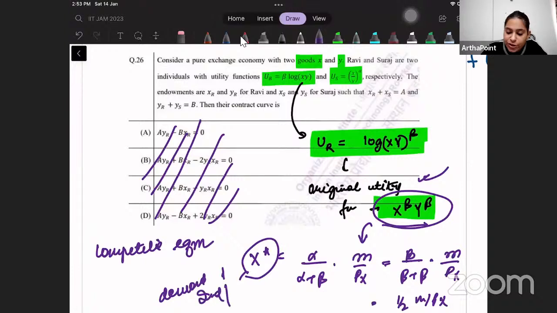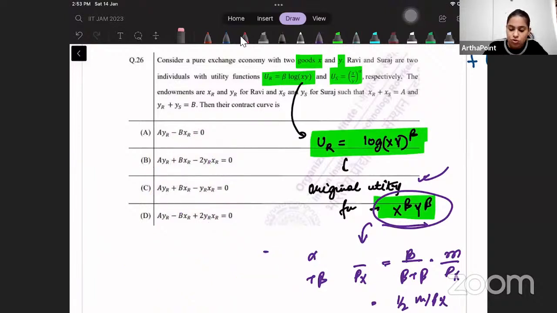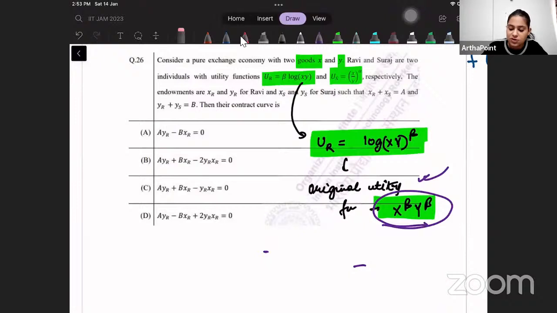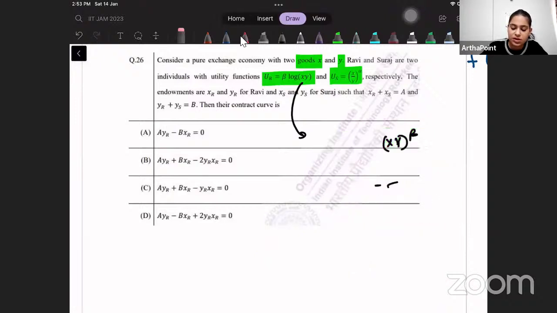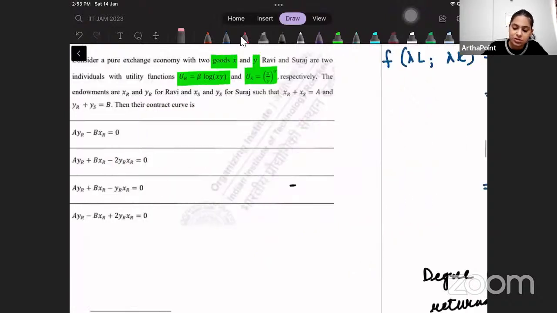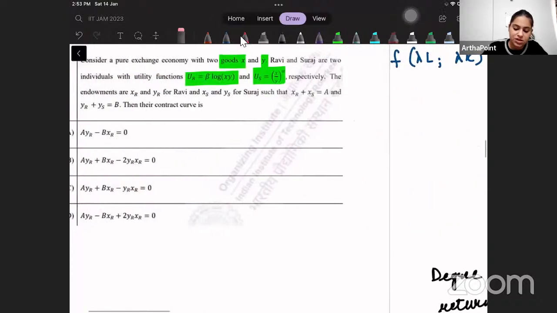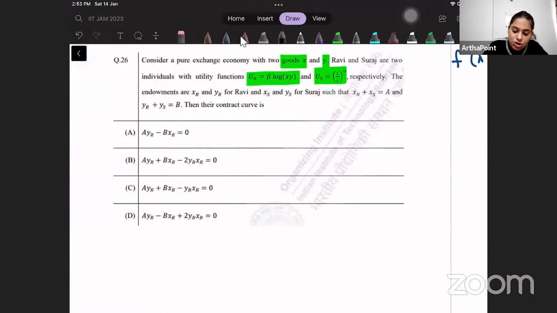Without solving, we would have known this. So you should be well thorough with monotonic transformations also. Okay, let's come back to the question. So you're given this utility function. Let me show you how to do it. Let's do it here. So UR is beta log XY.